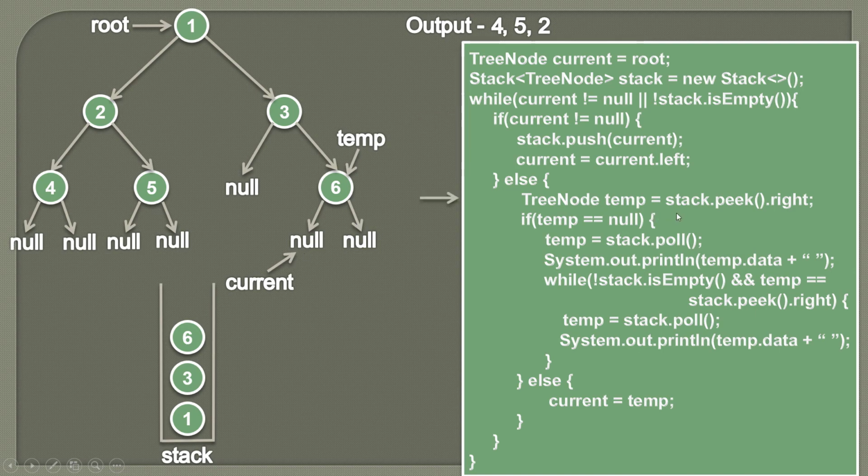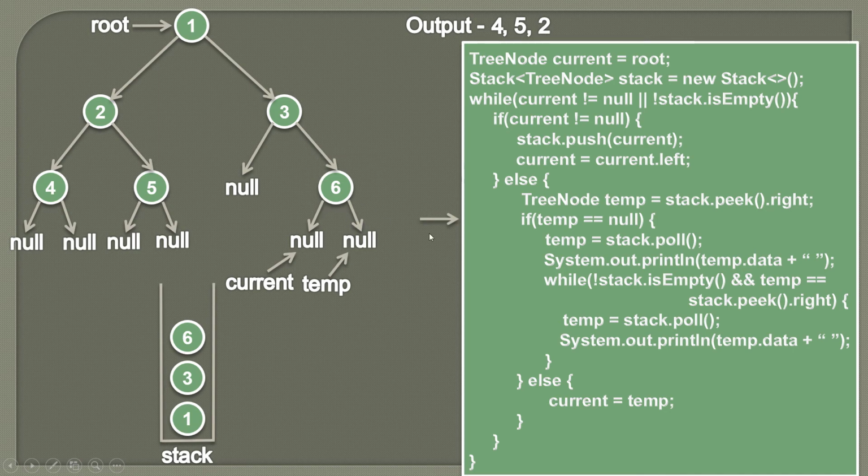And then we simply assign stack.peek.right to temp. So stack peek is node 6, this node, and its right is this node. So temp will now point to null. And here we are providing this check that if temp is equal to null, which means that current is pointing to null, and whatever its parent is, its right is also pointing to null. So we can safely visit this node, which is the parent.